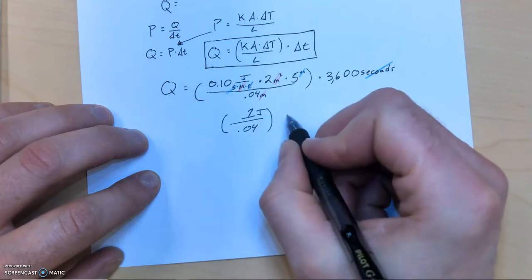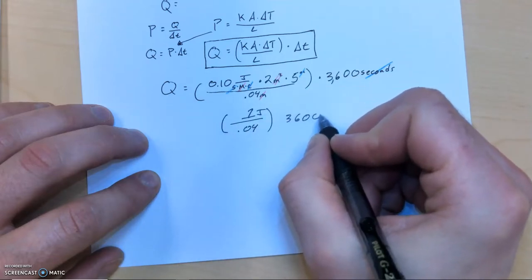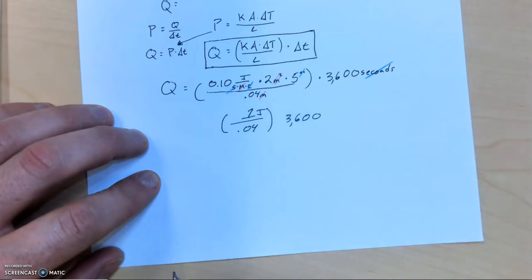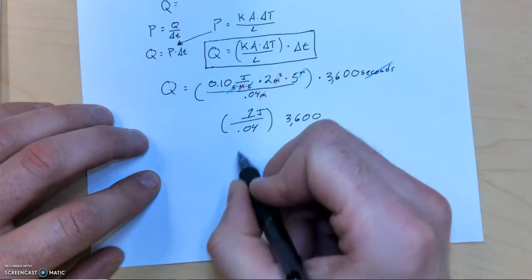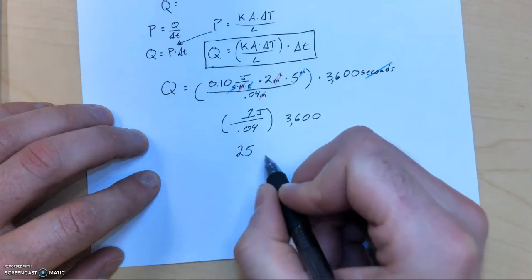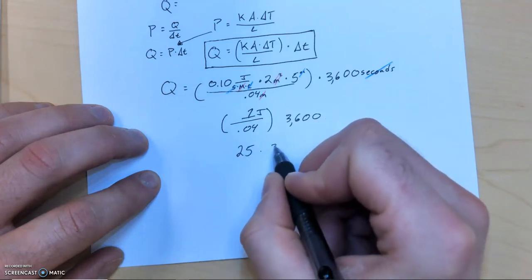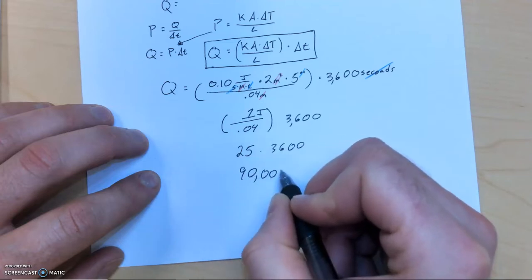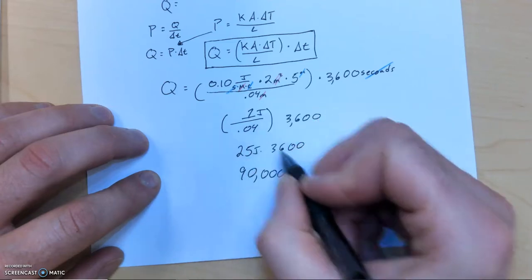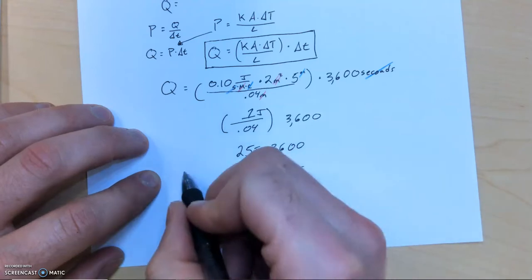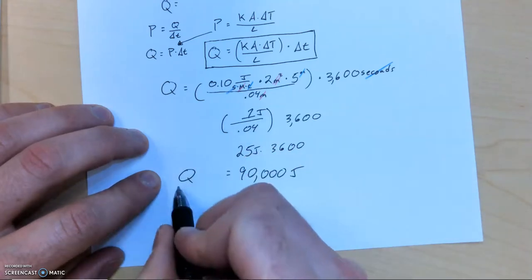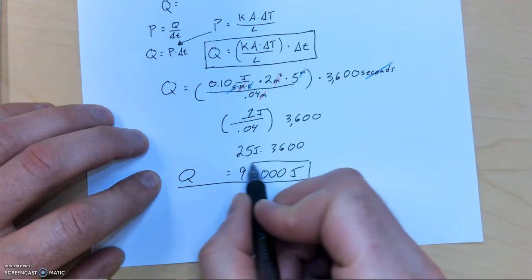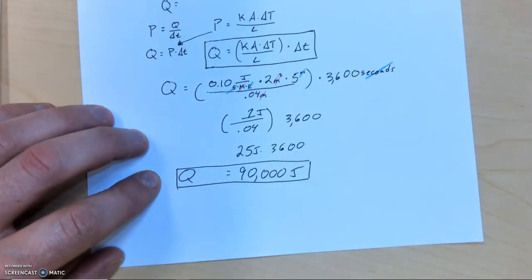And that's going to get multiplied by 3,600. All right, multiply this out, or divide this out, sorry. You're going to get 25 times the 3,600, and we end up with 90,000 joules. And that's going to be equal to our Q. So that's how much energy is going to pass through that wall in 1 hour.